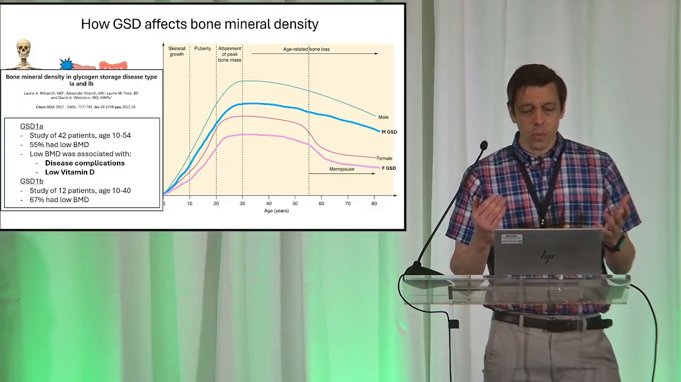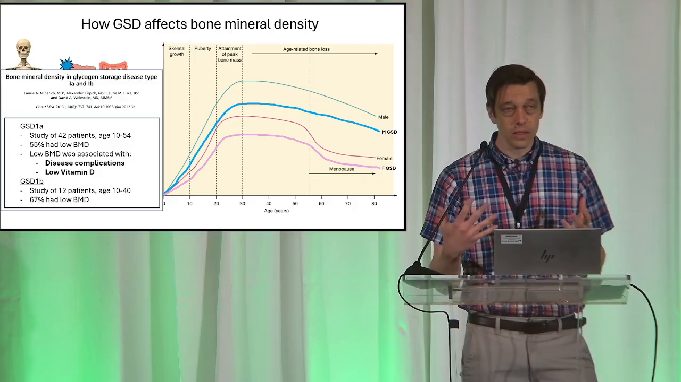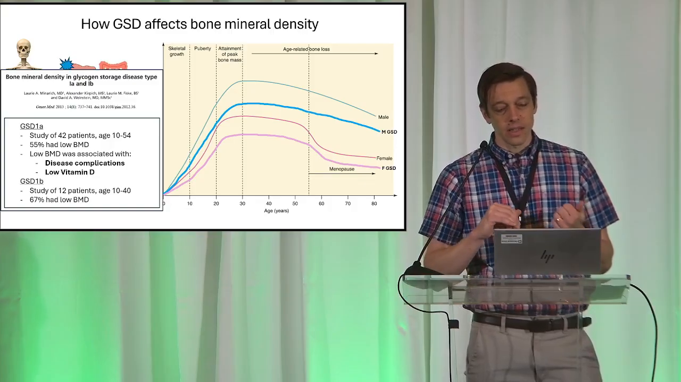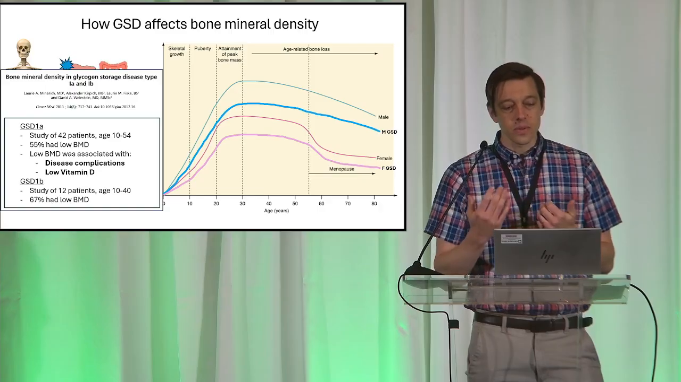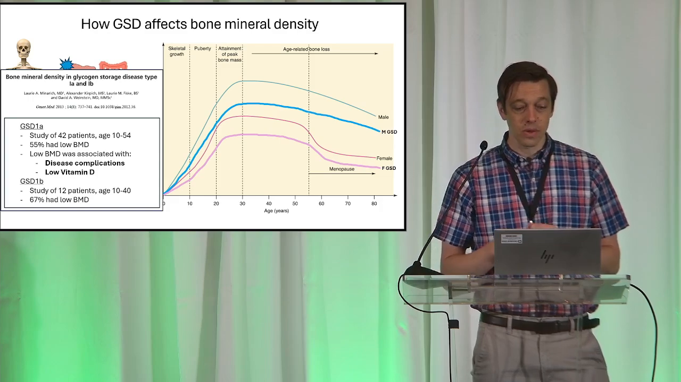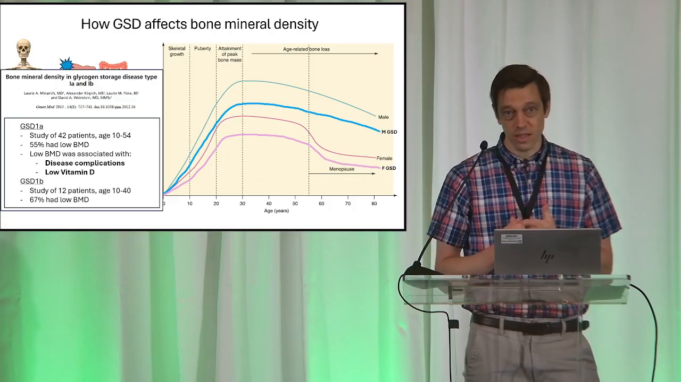And so when the team looked a little bit more closely to see what else is associated with that, they found that individuals with GSD that had lower bone density by comparison were those that seemed to also have higher disease complications, as well as lower vitamin D.